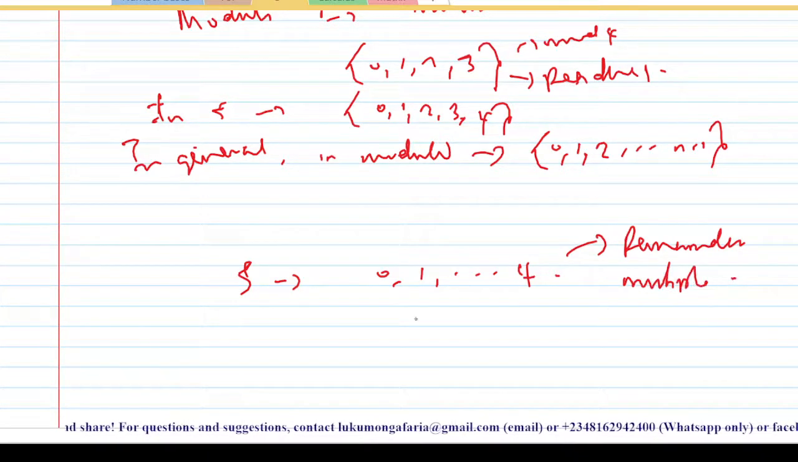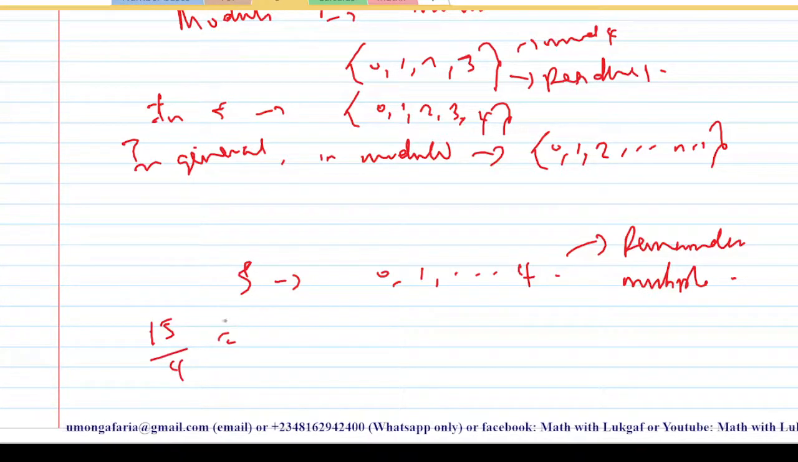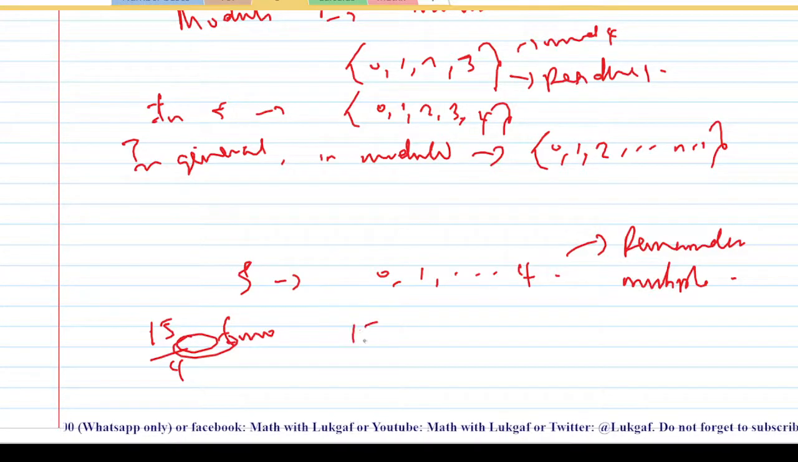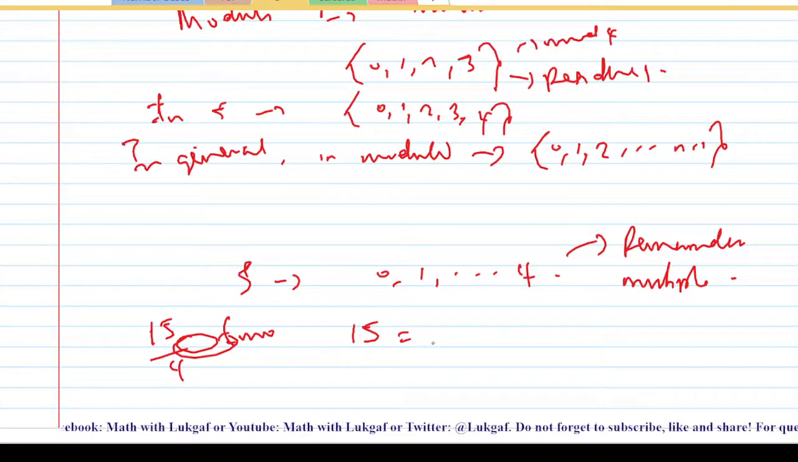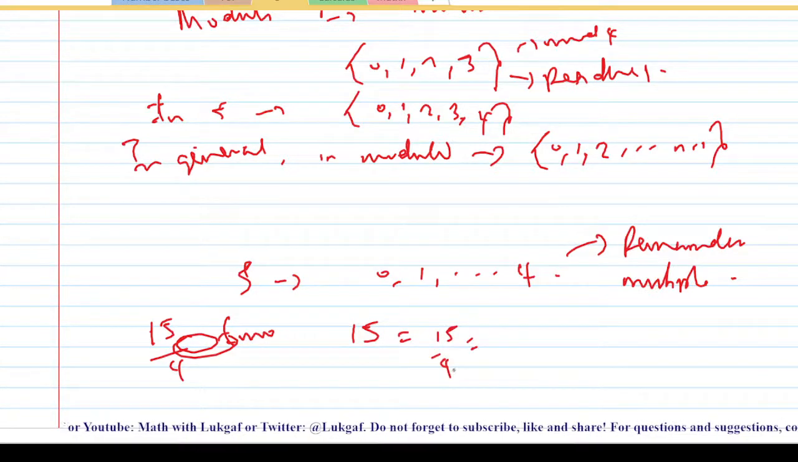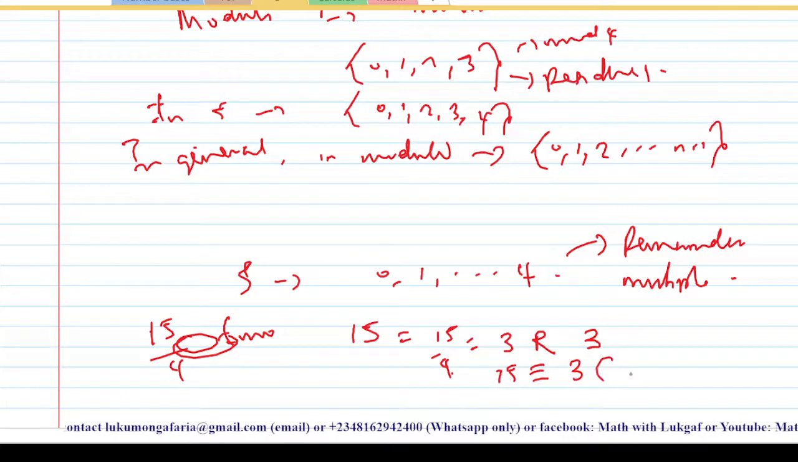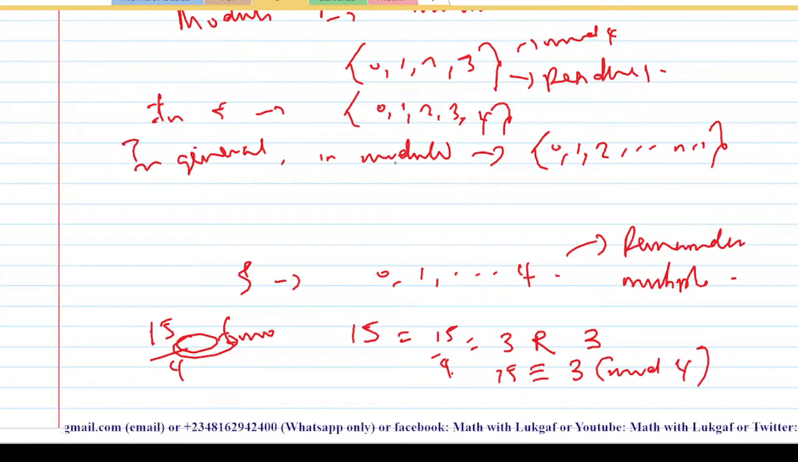You understand now? So for example, if I am dividing 15 by 4, working in modulo 4, how many 4s are you going to see in 15? That's 3, remainder 3. So 15 is equivalent, or congruent, to 3 modulo 4. You will notice that we only write the remainder, and we didn't take into account the multiple.